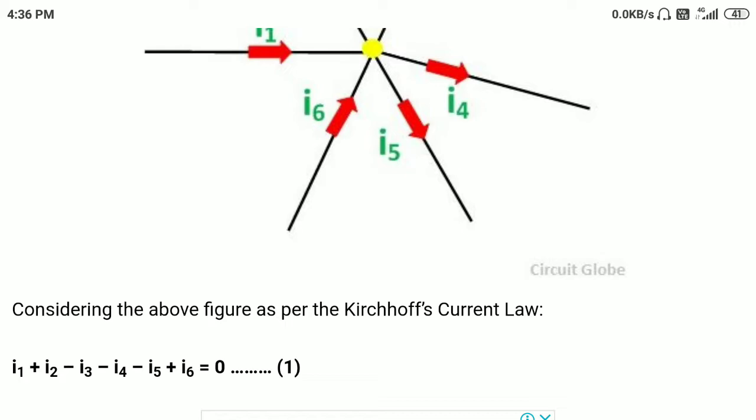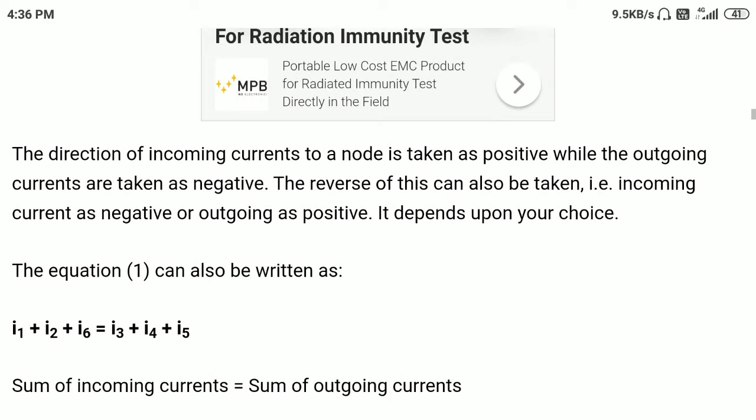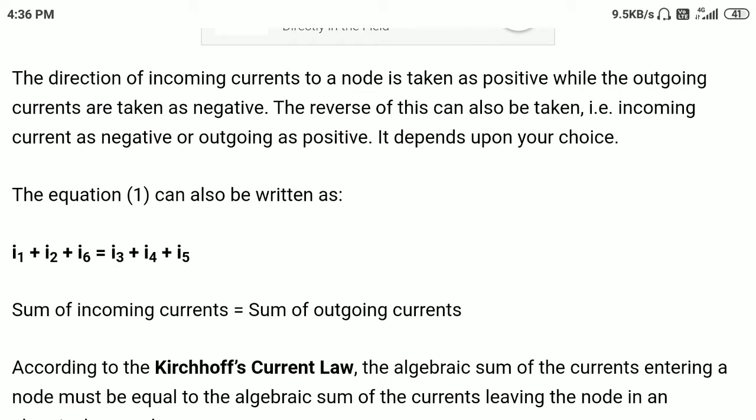This is Kirchhoff's current law. So now the direction of incoming currents to a node is taken as positive, while the outgoing currents are taken as negative. The reverse of this can also be taken: incoming currents as negative, or otherwise outgoing as positive. It depends upon your choice.